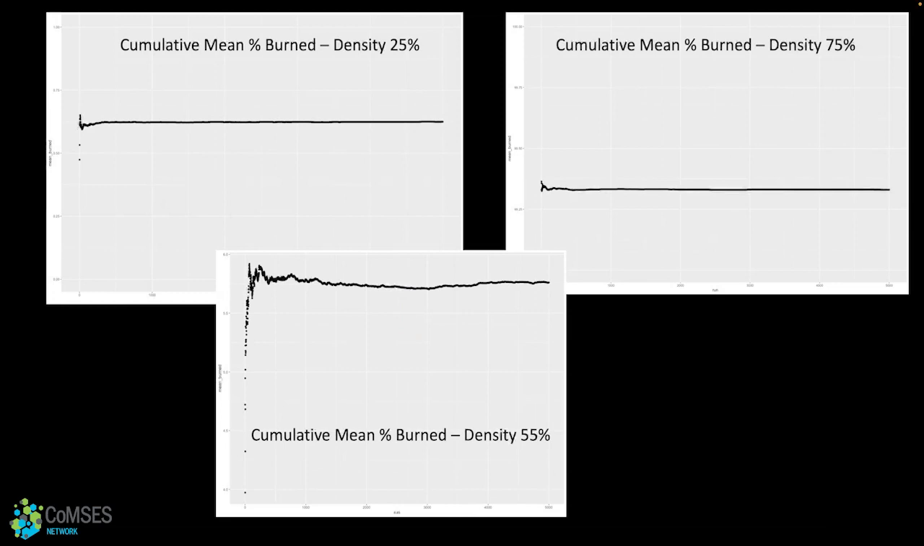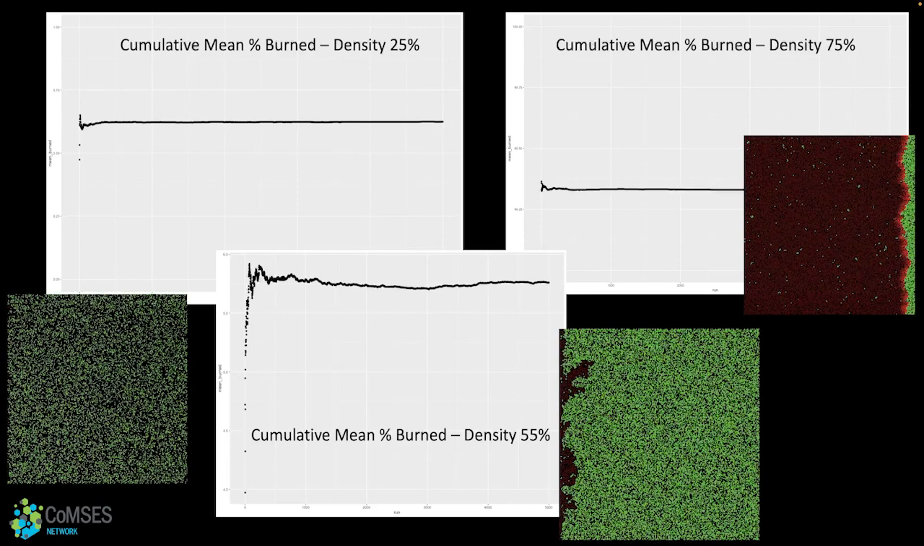Instead of only testing a tree density of 55%, here we see the cumulative means of two other values of that parameter, 25% tree density and 75% tree density. As you can see, both of these measures indicate that less than 1,000 model runs are needed, and perhaps only 500 to capture any stochasticity in the model. In this case, this is the result of how the model works. At very low densities, the fire does not spread far, and at very high densities, almost all of the trees are burned.